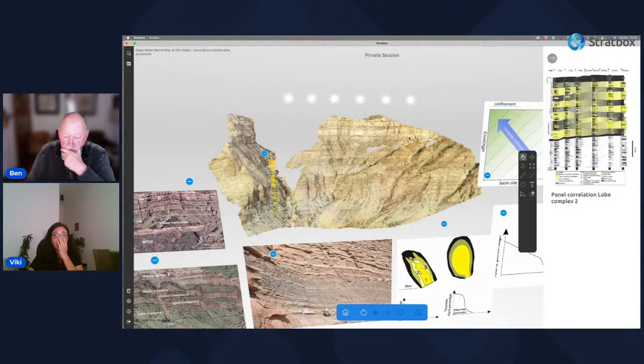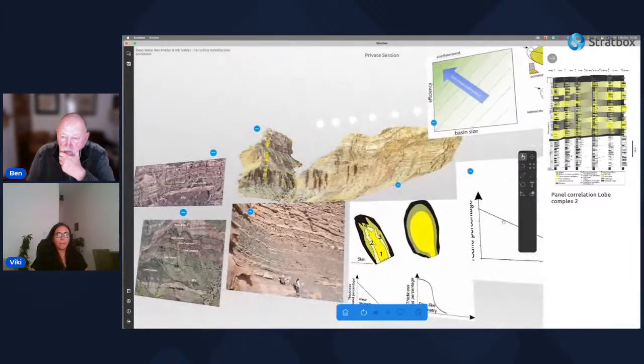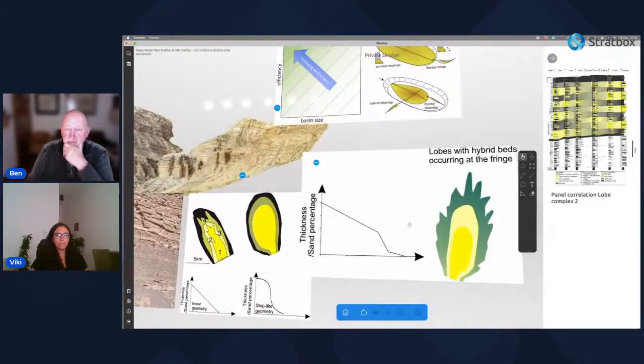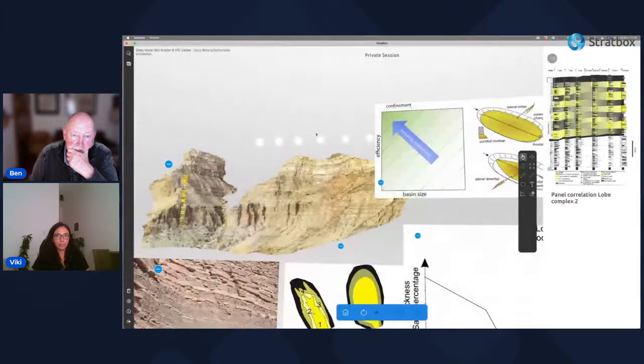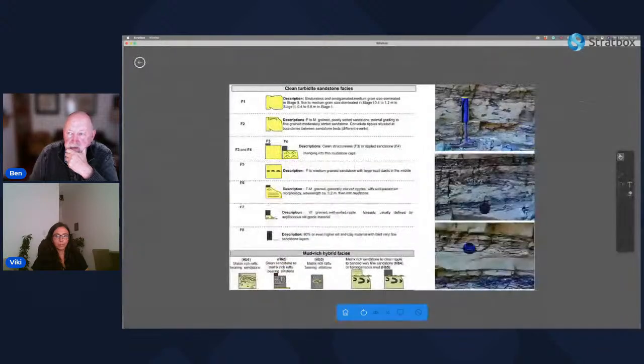Now, there are also some examples of lobes that have hybrid beds at their fringes. Now, hybrid beds are beds that seem to contain elements of both turbidite and debrite. So let's take a look at some examples of facies of hybrid beds. Now, there are many, many different varieties of hybrid beds. These examples are just what we see in this particular system. And we've differentiated 5 different facies, but actually there's a continuum.